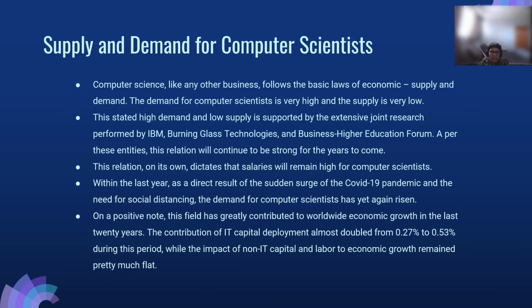Let's move on. Supply and demand for computer scientists. Computer science, like any other business, follows the basic laws of economic supply and demand. The demand for computer science is very high and the supply is very low. This stated high demand and low supply is supported by the extensive joint research performed by IBM, Burning Glass Technologies, and Business Higher Education Forum. Per these entities, this relation will continue to be strong for the years to come. This relation on its own dictates that salaries will remain high for computer scientists.